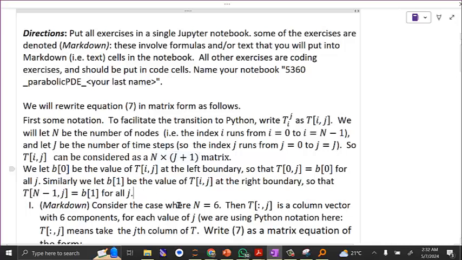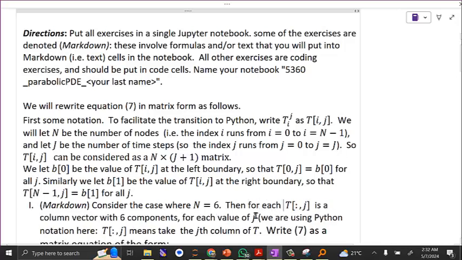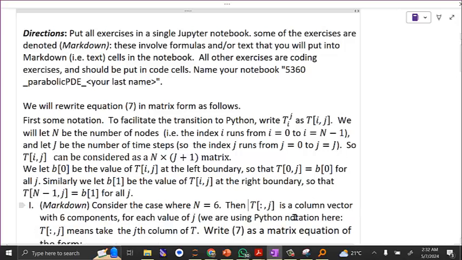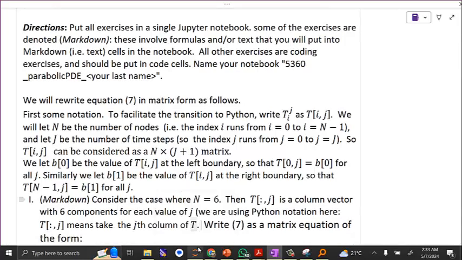So markdown is just, for the case n equals 6, then this is a column vector with 6 components. Right? Because for each j, Tj is a column vector with 6 components. Oh, I already said that down there. Sorry, I should have looked ahead. But I don't really need a comment. And then I forgot to close the parentheses here.